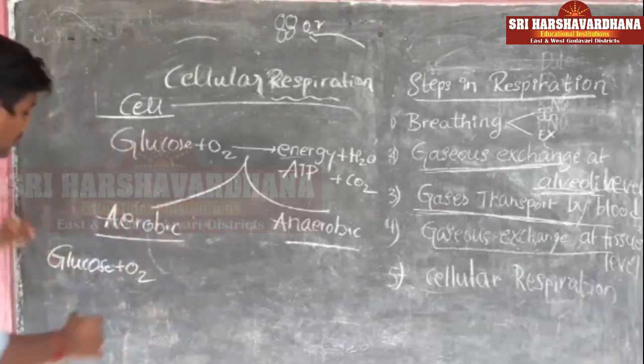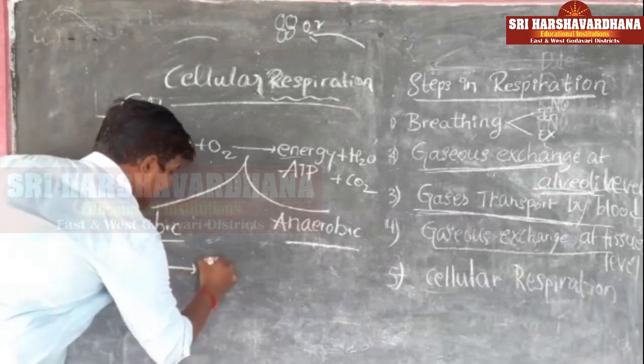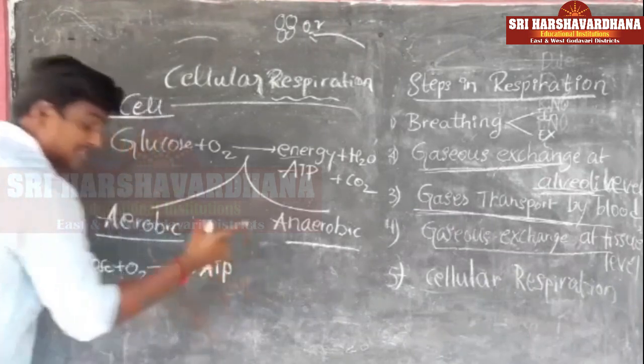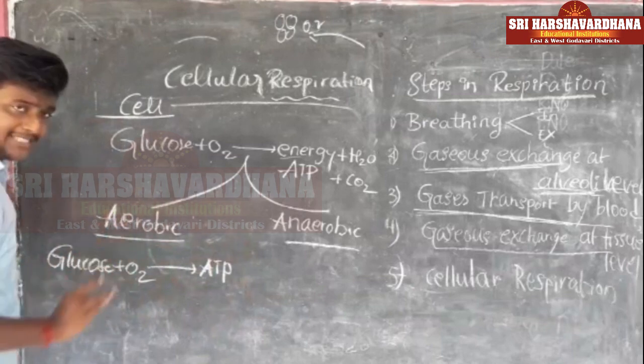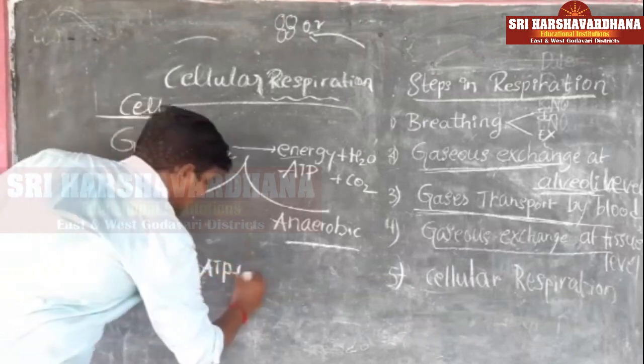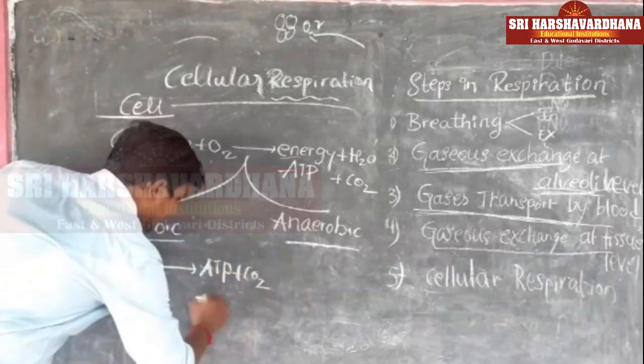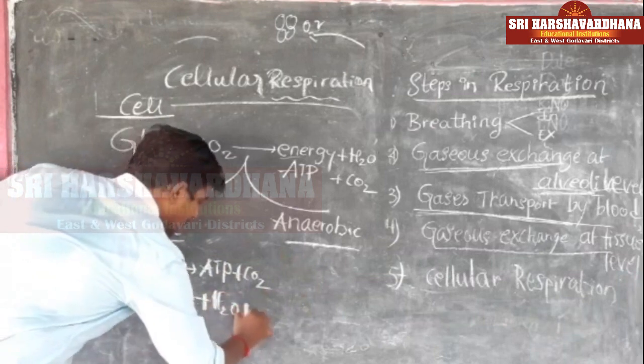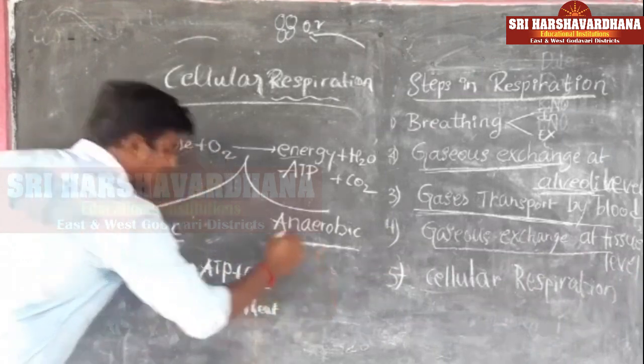When glucose reacts with oxygen, it liberates energy. We denote the energy as ATP. In that process, carbon dioxide and water are liberated, and a little amount of heat is also liberated.